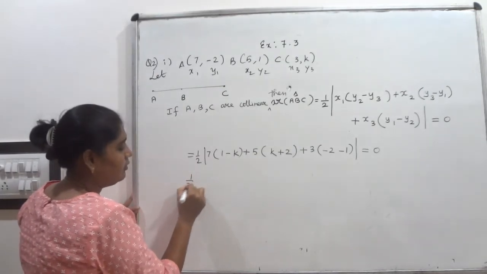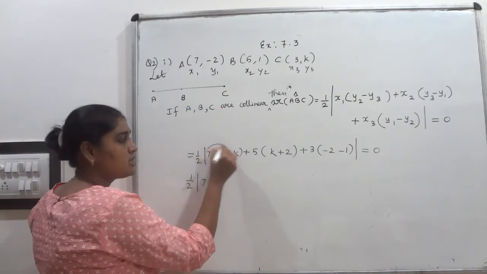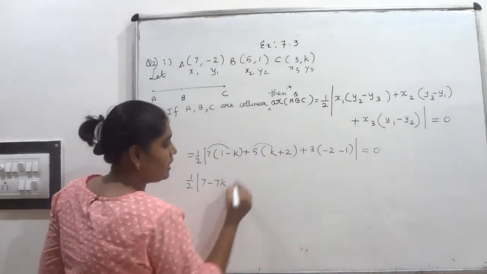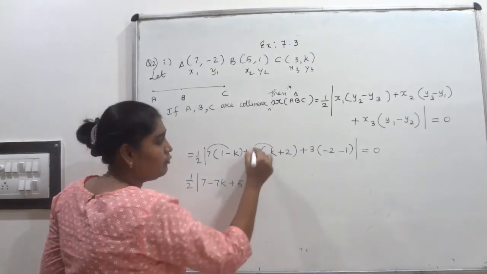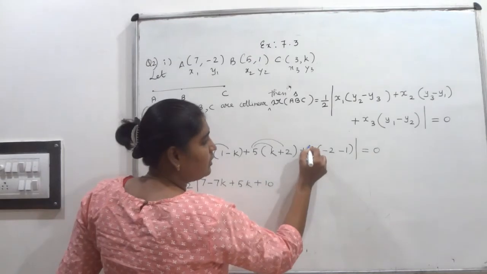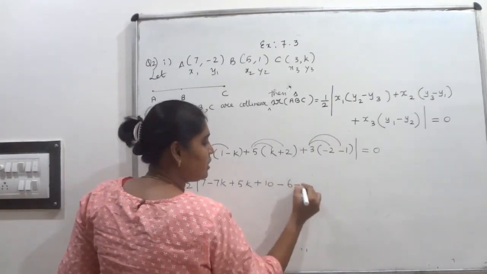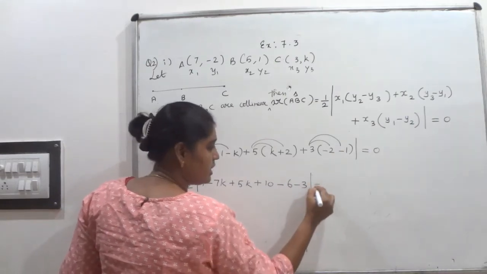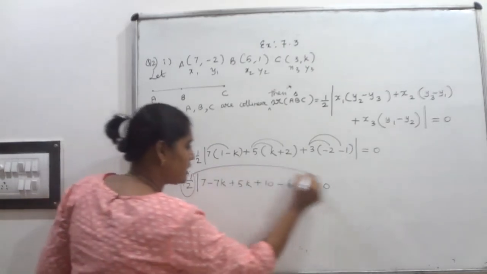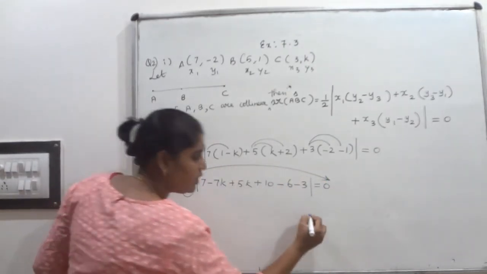Then half modulus of 7 into 1 that is 7, 7 into minus k that is minus 7k, 5 into k that is plus 5k, 5 into 2 that is plus 10, plus 3 into minus 2 that is minus 6, 3 into minus 1 that is minus 3. Close the modulus, equal to 0. The half multiplied goes to the other side, divided by half. 0 upon half will be 0.